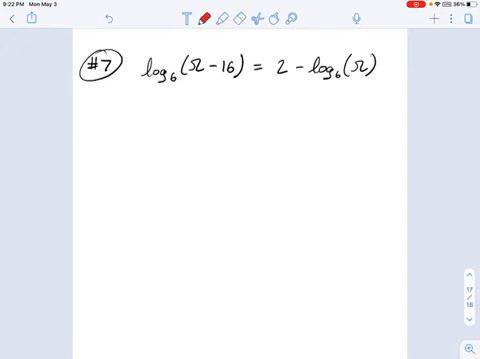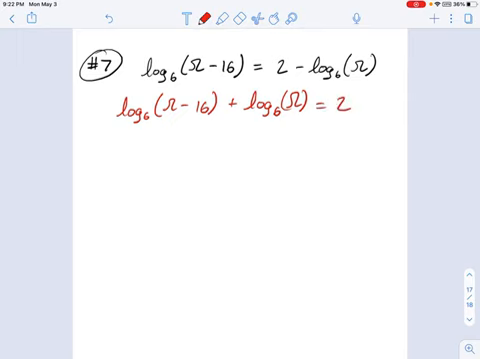So what I want to do, like usual, I would love to get all the logarithms on one side if possible. So let's go ahead and do that. Let's just see what happens. Log base 6 of omega minus 16 plus log base 6 of omega equals 2.